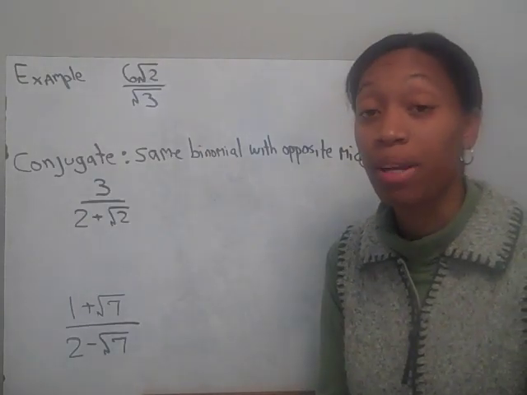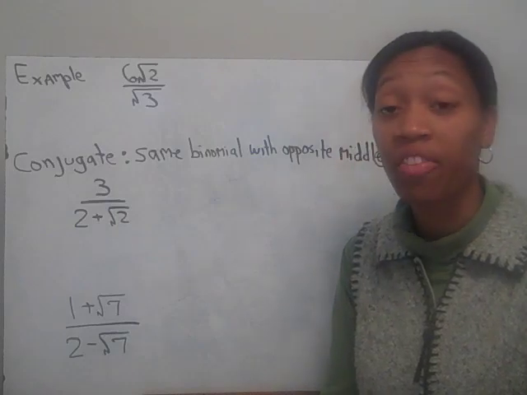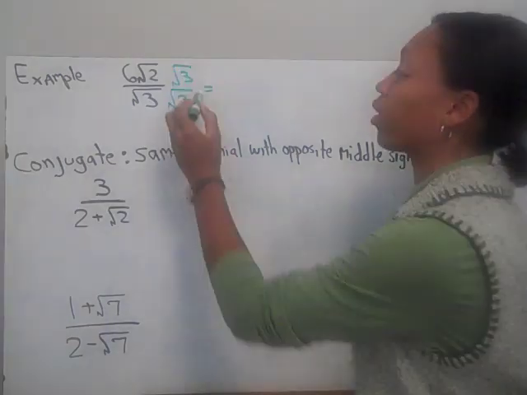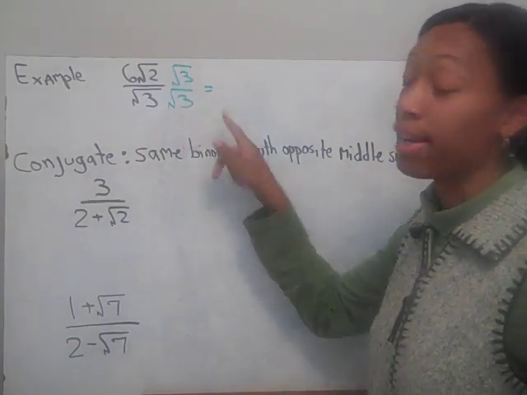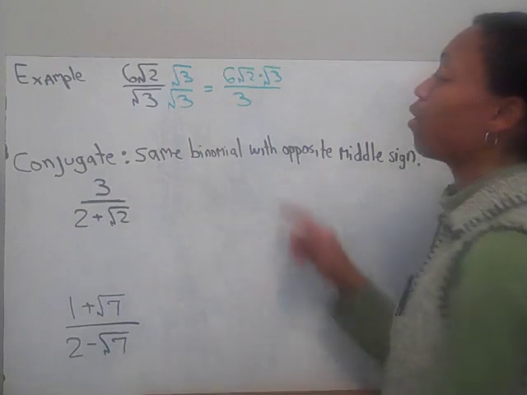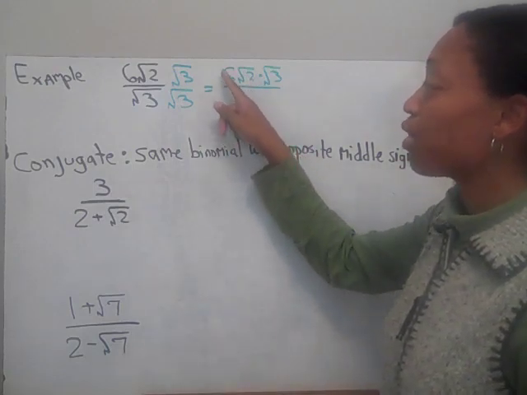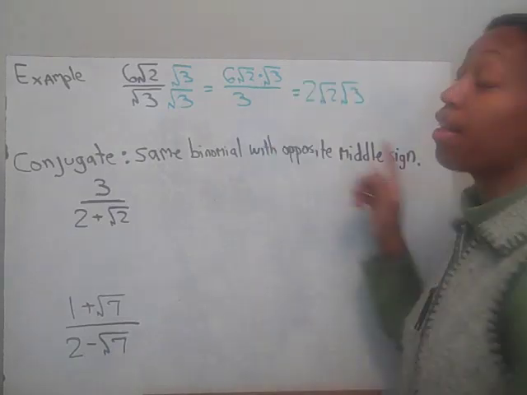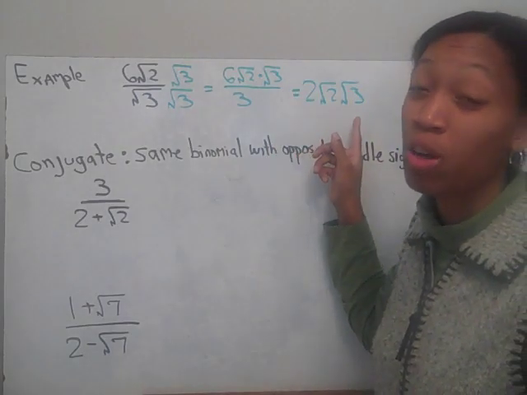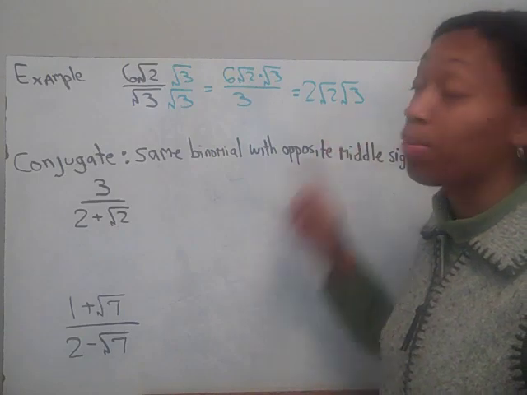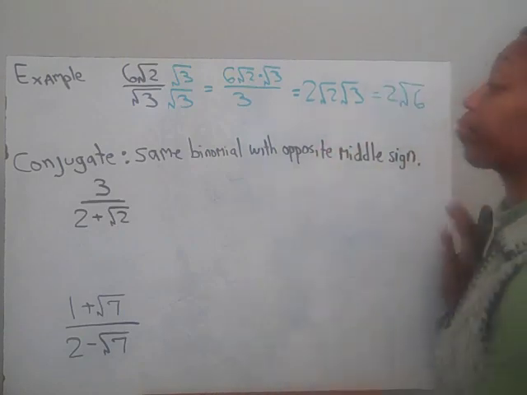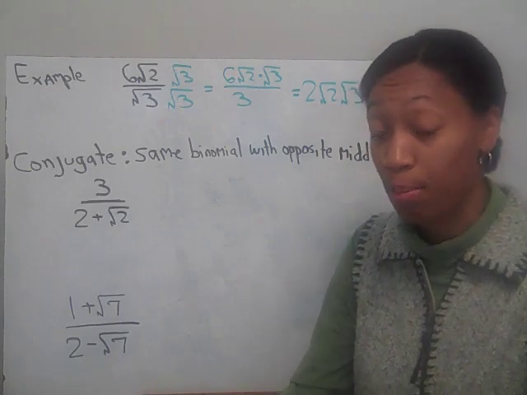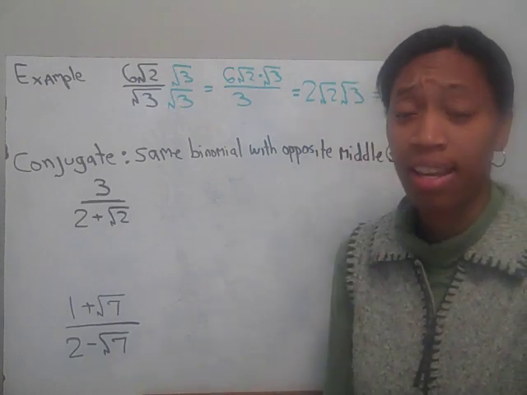Alright, let's see if we can get rid of this square root of 3 in the denominator by multiplying by square root of 3 over square root of 3. Square root of 3 times square root of 3 cancels to just give me 3. Square root 6 divided by 3 is 2. Then we can combine the square root of 2 and the square root of 3 and multiply them together to give square root of 6. And that's the answer.